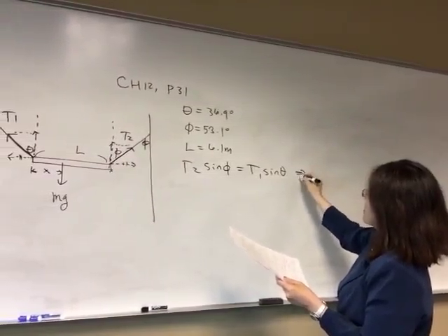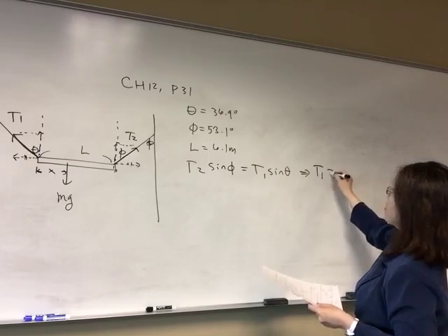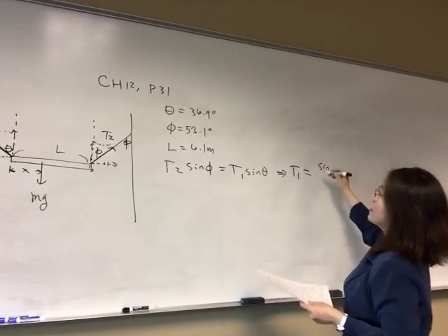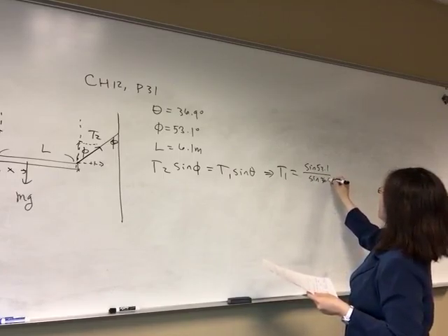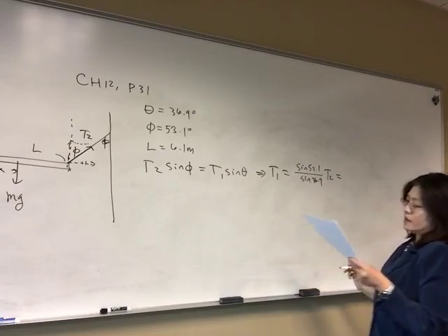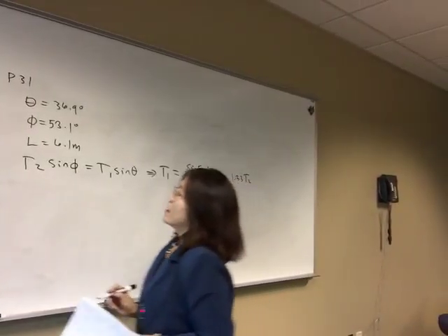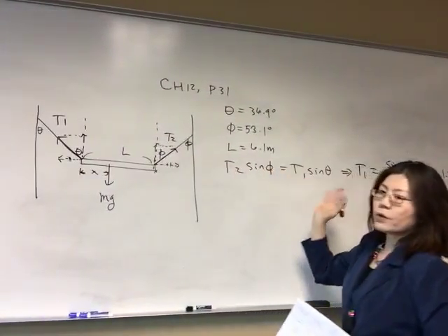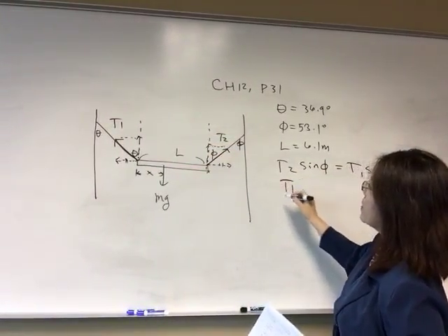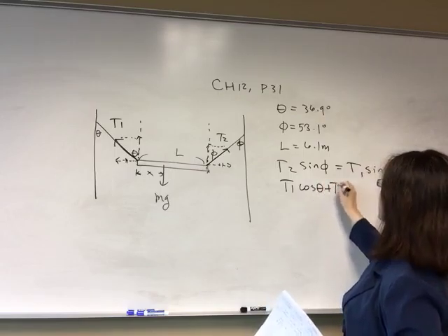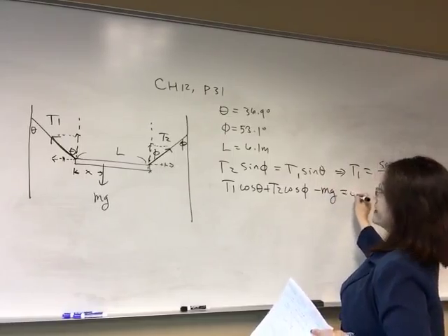So you plug in the numbers for the angle. Your T1 is equal to sine 53.1 over sine 36.9, times T2. So your T1 is equal to 1.33 T2. That's based on the information that the horizontal components cancel each other. Now, in the vertical, you have T1 cosine theta plus T2 cosine phi, and then minus mg. The whole thing is equal to 0.